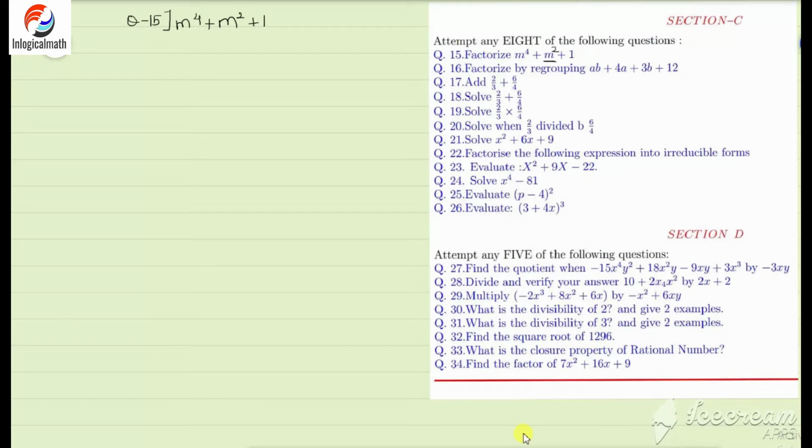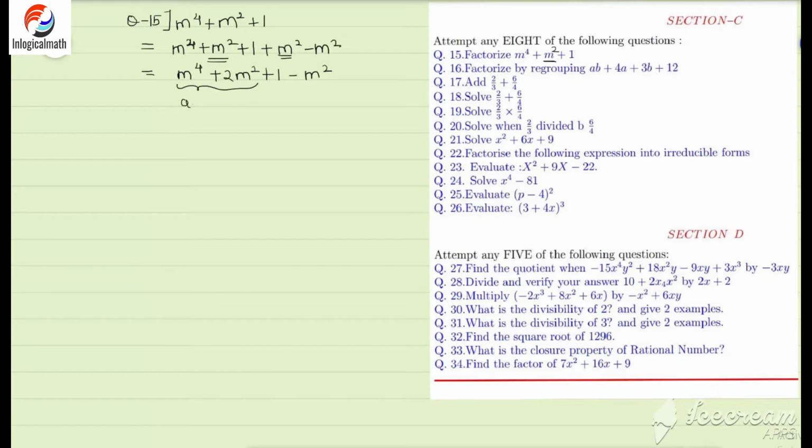For factorizing this, we just do an adjustment: m raised to 4 plus m square plus 1. So add and subtract m square. Now m raised to 4 plus this m square becomes plus 2m square, plus 1, minus m square. I will solve it in another way.